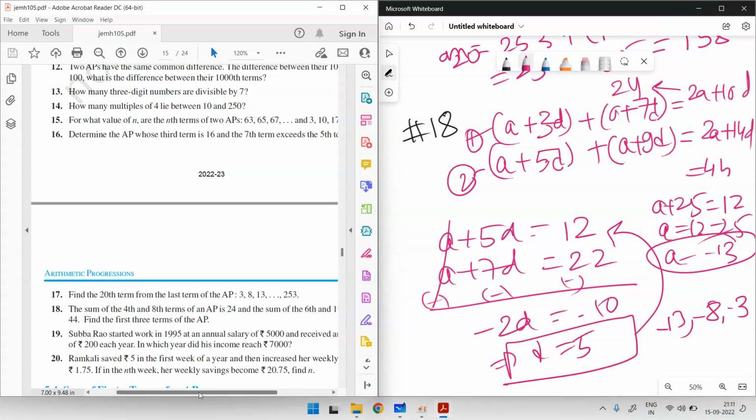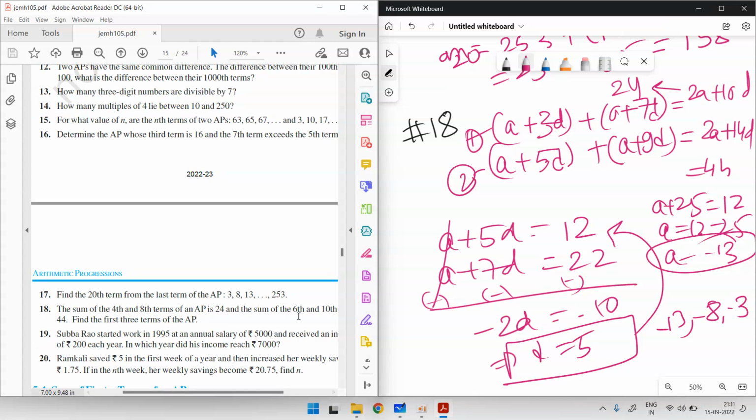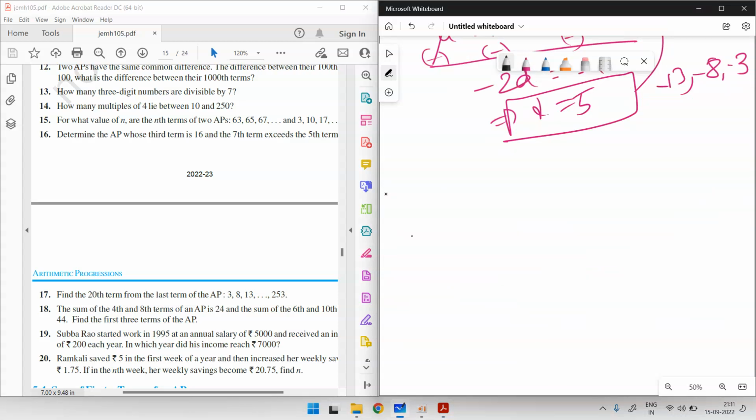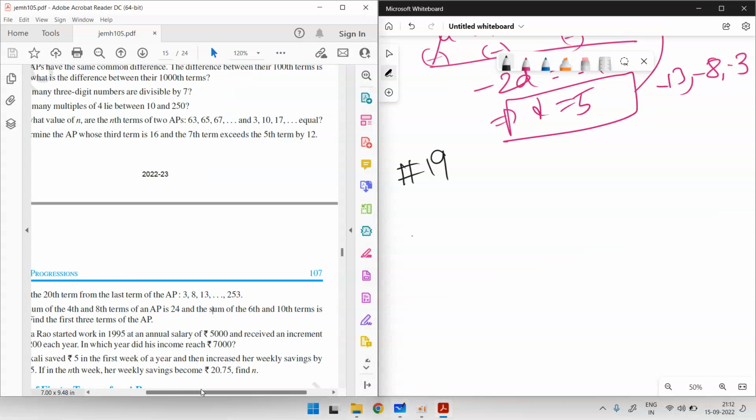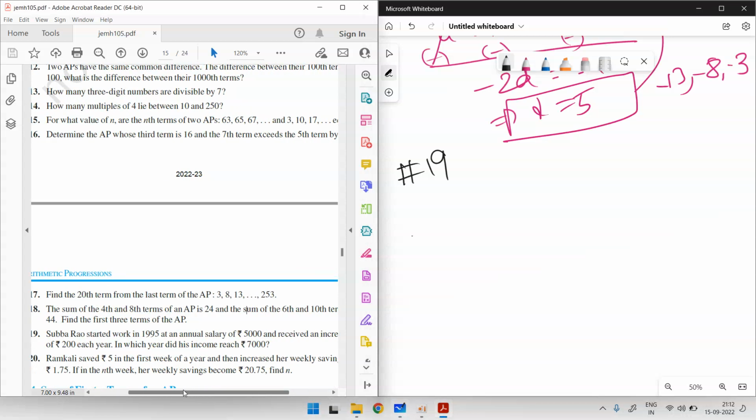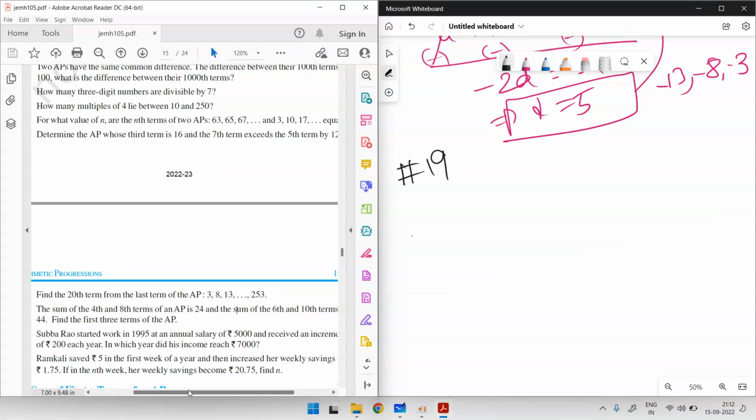Now, the 19th question. Subbarao, the RBI governor, started work in 1995 at an annual salary of rupees 5,000 and received an increment of 200 each year. In which year did his income reach 7,000?